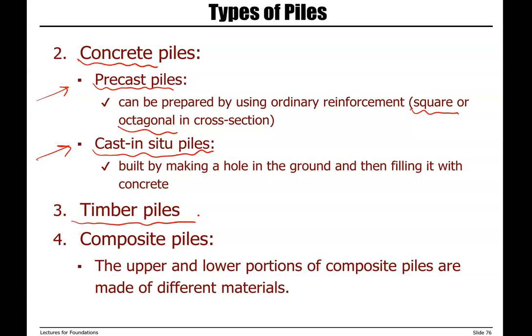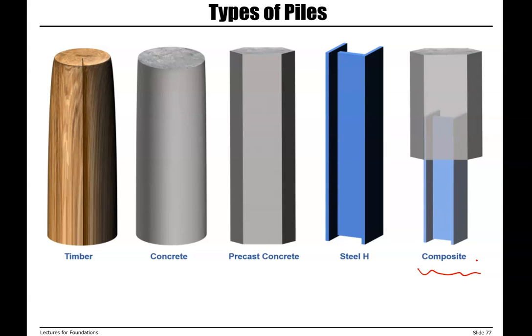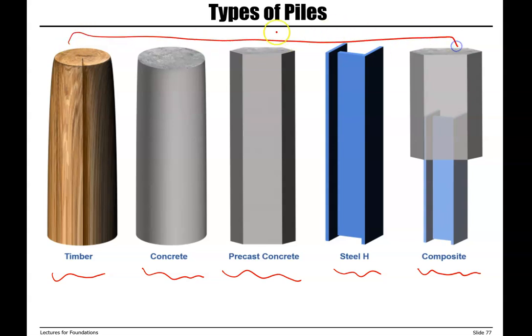Next material is wood or timber piles, and when needed, we can also use a combination of two or more materials together, which we refer to as composite piles. So basically in composite piles, the upper and lower portions are made of different materials. So this is an example of a composite pile where the upper section is concrete and the lower section is H section. We have steel, precast concrete, cast in place concrete, and timber as other materials used for the construction of piles. So these are different pile types based on construction material.